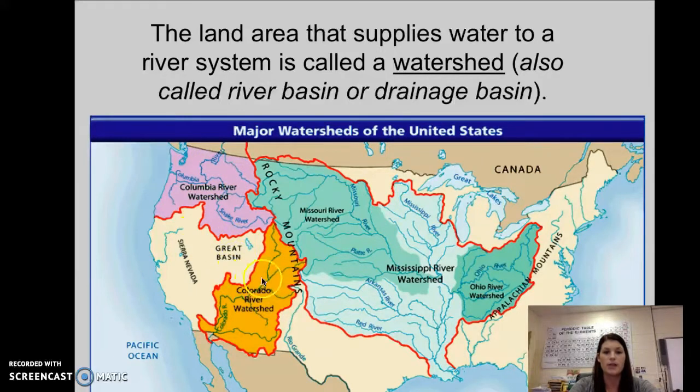There's a Great Basin, the Colorado River watershed, and then the Mississippi River watershed is pretty big, Missouri River watershed, and the Ohio River watershed. So again, this is the land area that the water flows over top of and eventually leads into one of these really main rivers of the United States.